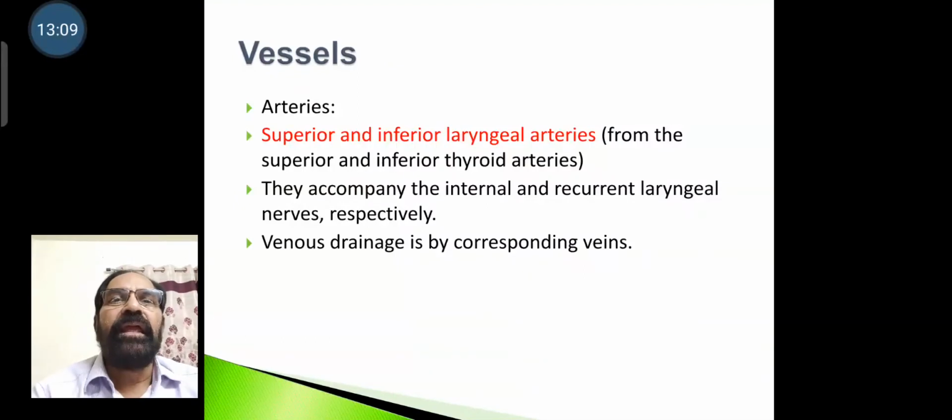Vessels. So vessels include arteries, that is superior and inferior laryngeal arteries. They are from superior and inferior thyroid arteries. They accompany the internal and recurrent laryngeal nerves respectively. Venous drainage is by corresponding veins.